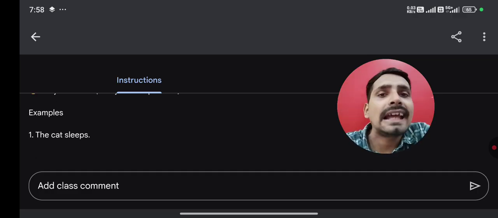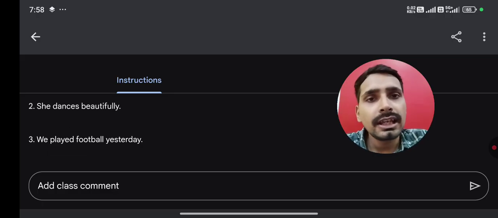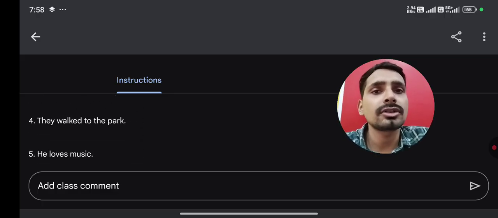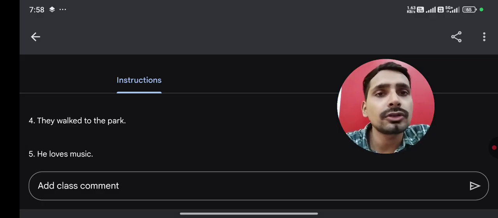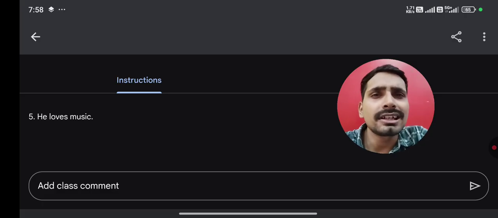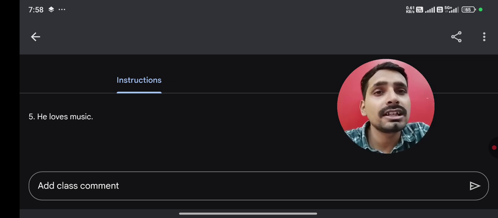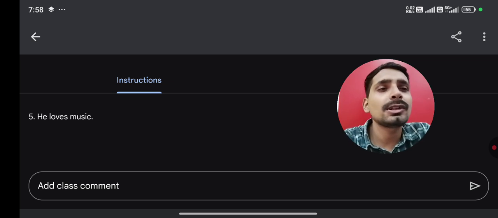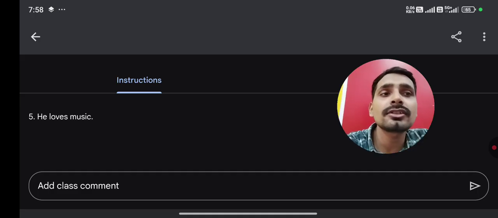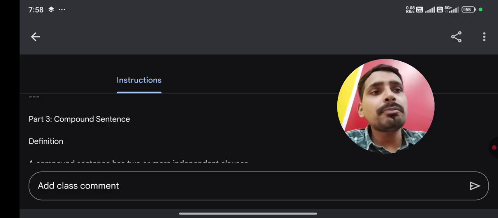Examples: the cat sleeps. She dances beautifully. We played football yesterday. They walked to the park. He loves music. Abdul likes to talk. Ryan likes to keep quiet. Bushra thinks everybody is crazy except her. So all these are examples of which sentence? Simple sentence.